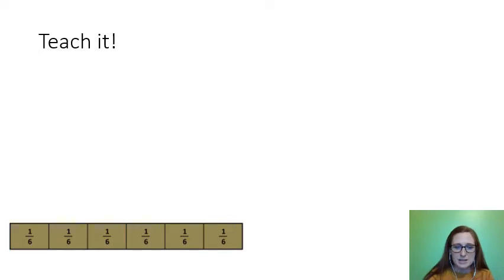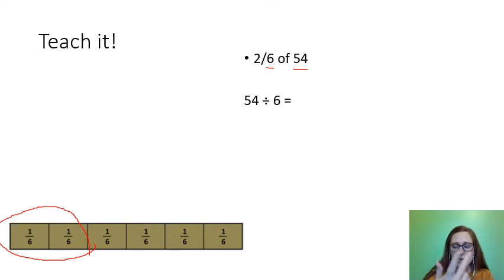Next one we're going to look at sixths. 2/6 of 54. So I've got 54 and it's split into these sixths and I want 2 of these sixths. So my first job is going to be dividing by 6, dividing by the denominator. 54 divided by 6. 6, 12, 18, 24, 30, 36, 42, 48, 54. So we've got 9. Each of them is worth 9, and I could write 9 in each of them. I'm just going to pop 9 into those first two for now.